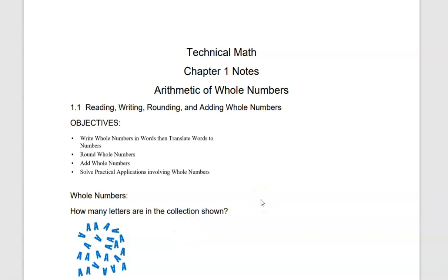Okay, we're going to have a brief introduction to Chapter 1. We're going to go over in this video sections 1 and 2, which basically talks about whole numbers and adding and subtracting, estimating, how to read whole numbers. And so let's get started.